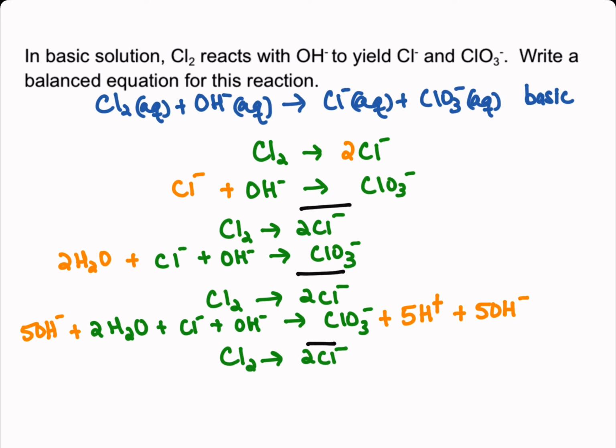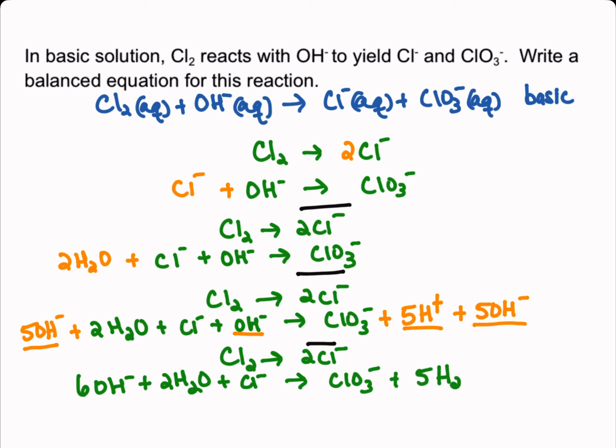I want to start combining a couple things. Just to keep things organized, I have 5 OH minus plus this 1 OH minus. So I'm going to go ahead and write that down together. And I also have 5 H pluses and 5 OH minuses. That makes 5 H2O.